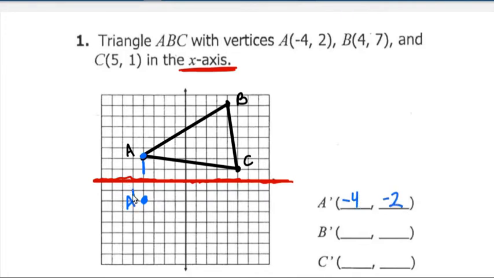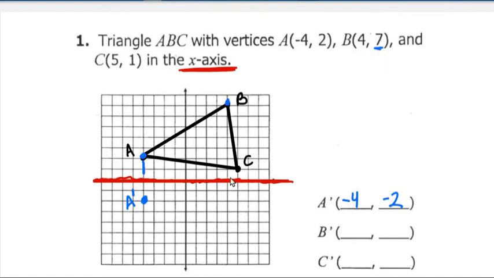So my ordered pair for A prime is -4, -2. Make sure you label. It'll be important, especially as we get into some more difficult reflections. So B, I know, is 7 units above the x-axis. The reason I know that is because I'm looking at the y-coordinate of B up here.